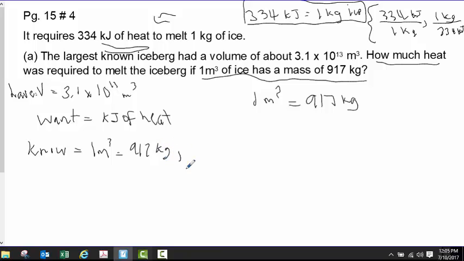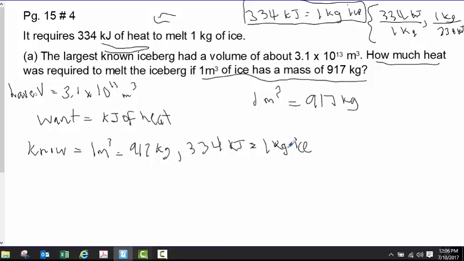That's a conversion factor. The other thing that I know was up here: 334 kilojoules is required to melt a kilogram of ice. So that's equal to 1 kilogram of ice. And we could even take the word ice off to keep that even more straightforward for ourselves. So, kilograms.